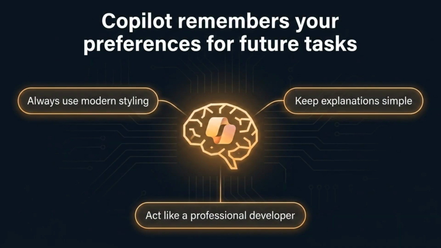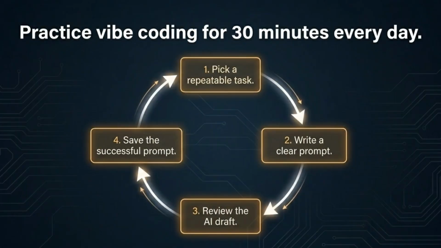Copilot is intelligent. It remembers your preferences. Once you establish your coding style or preferred explanation method, it will apply those habits to future tasks. To get better, try practicing for 30 minutes every day. Pick a task, write your prompt, review the output, and save your successful prompts to build your library.